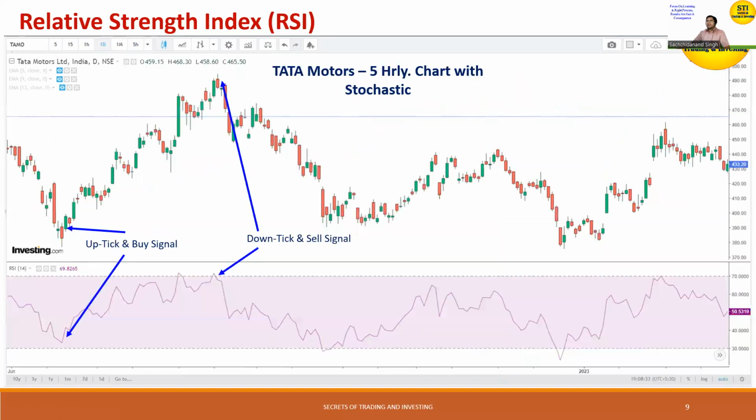And the concept was RSI. RSI is one of the very strong concepts when we learn about futures and options. For now, you can just understand that RSI is basically the momentum. It shows the momentum, right?